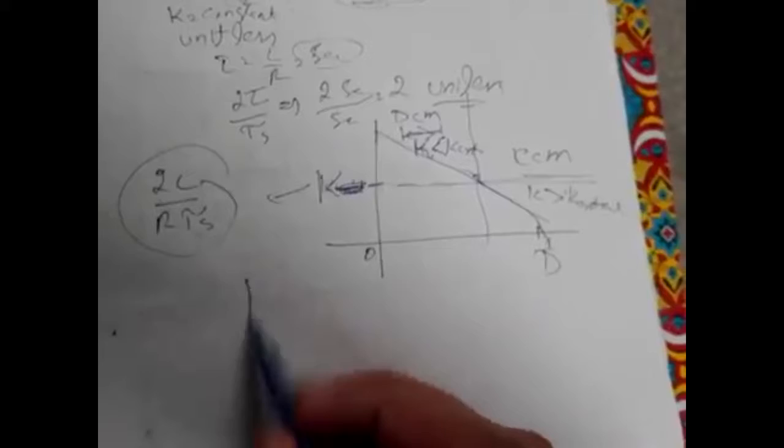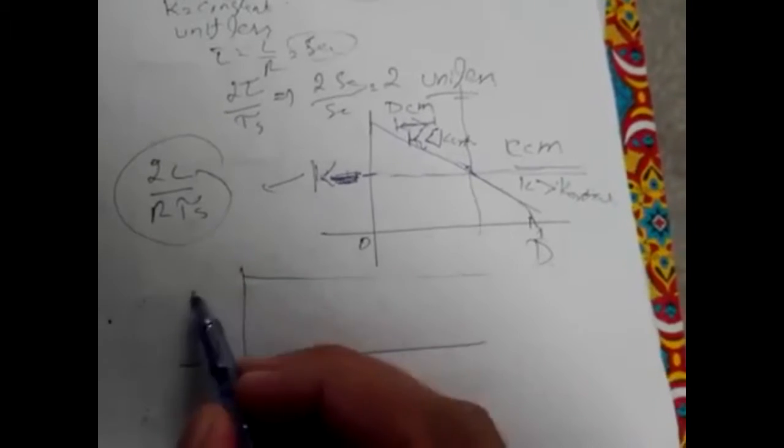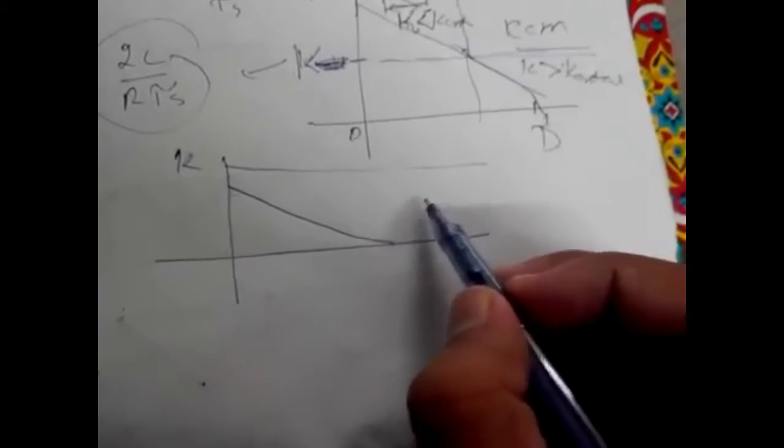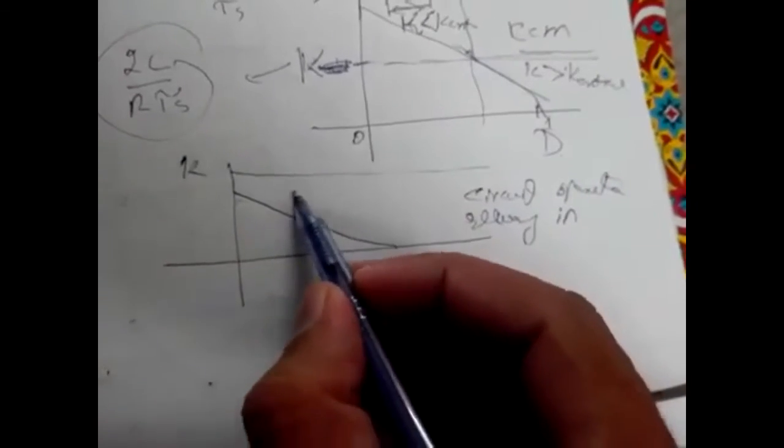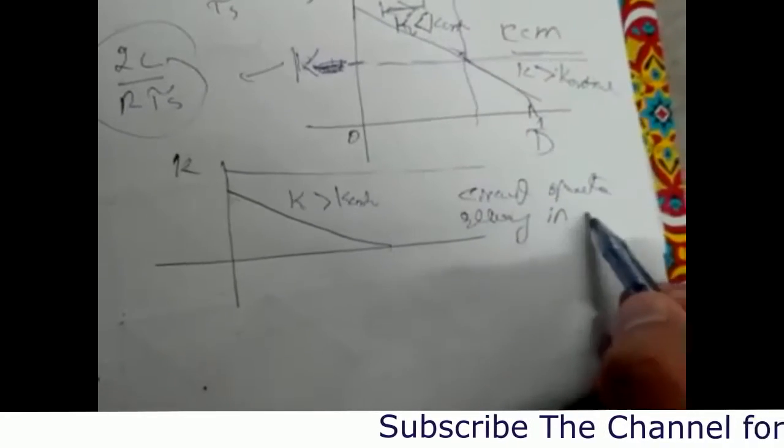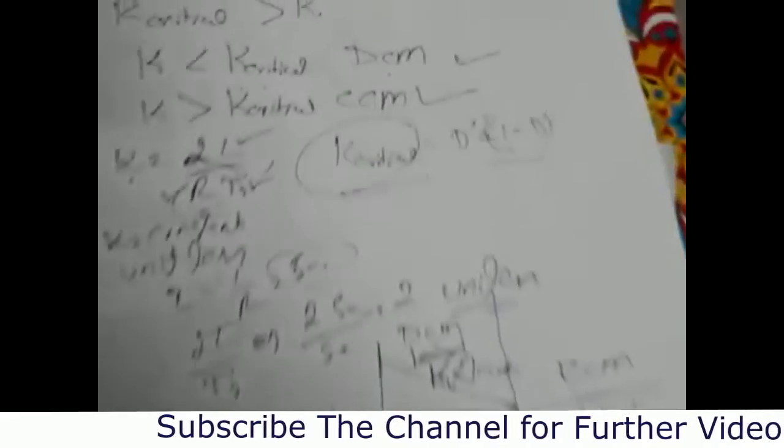Now if you further increase this K value, so that the inductor current you get is in this region, then such a circuit operates always in CCM, since here this is K, this is K critical, and K is greater than K critical, as this condition is for CCM.